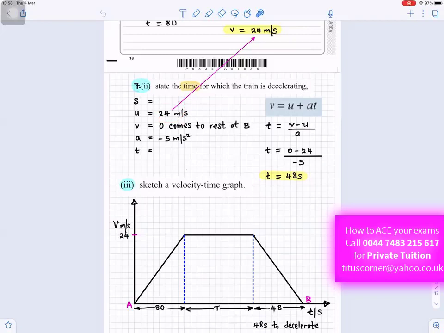Sketch a velocity time graph. So what happens is, you see it takes 48 seconds to decelerate. So that goes there. And the first one, it goes up to 24 meters per second. So uniform acceleration to 24 meters per second. It stays there for T. We don't know what T is. And then it decelerates for 48 seconds.